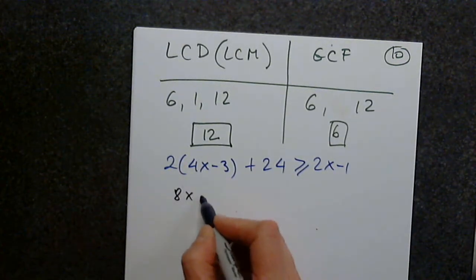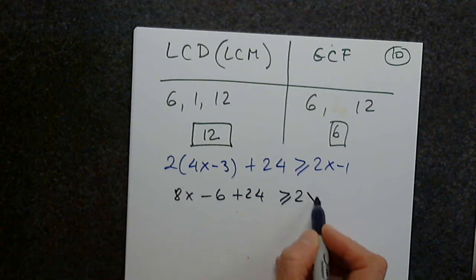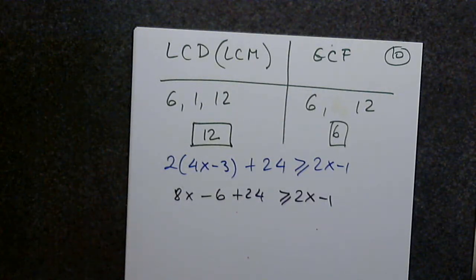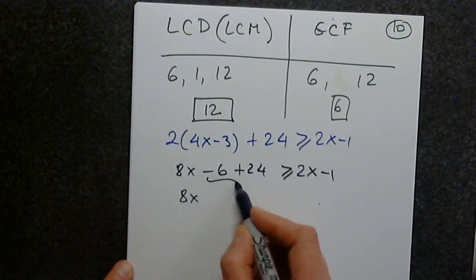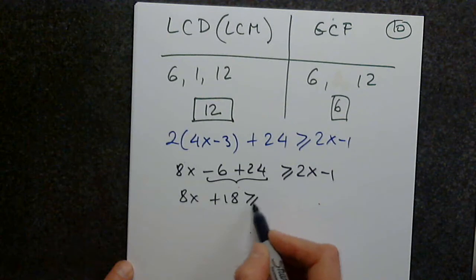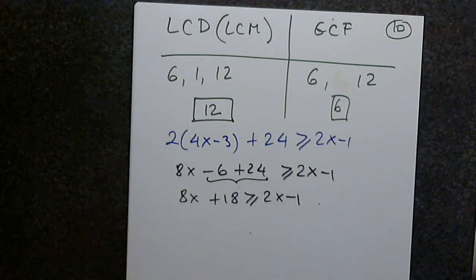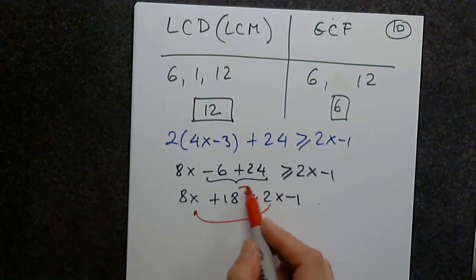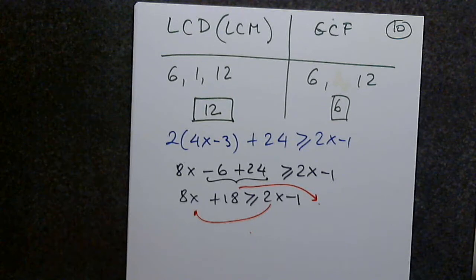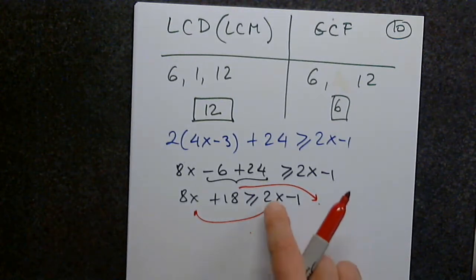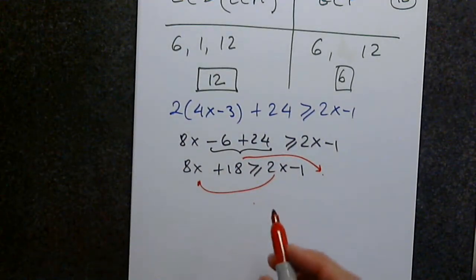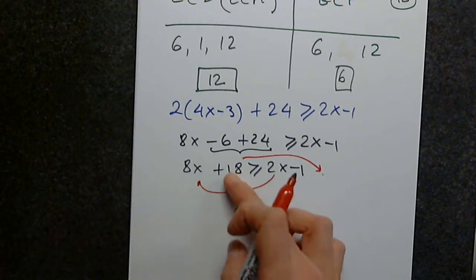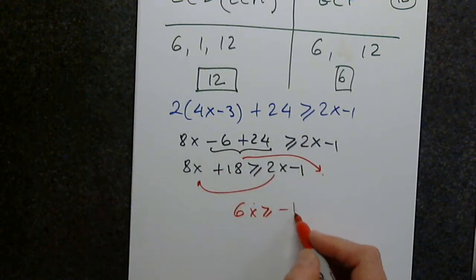So then we have 8x minus 6 plus 24 greater than or equal to 2x minus 1. We had to distribute and eliminate parentheses. So now, always combine like terms first. Plus 18 greater than or equal to 2x minus 1. So now I move terms around after I simplified both sides. So I move 2x and I move 18. When I move terms from one side to the other, I change the sign. So when I move 2x, I have 8x minus 2x. What is left on the left? And then I bring an 18, but I have to change its sign, so it's negative 19.